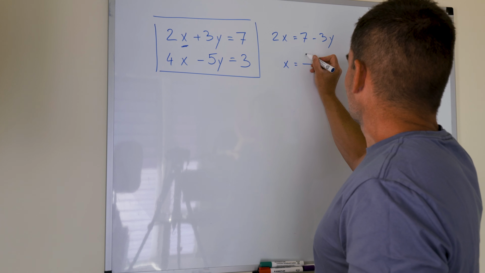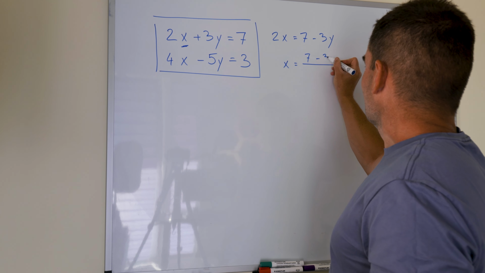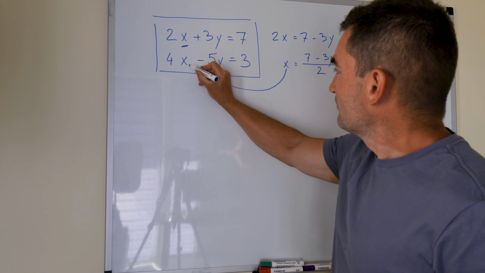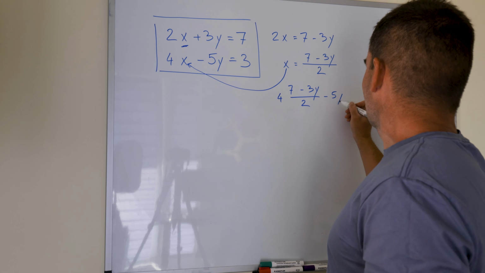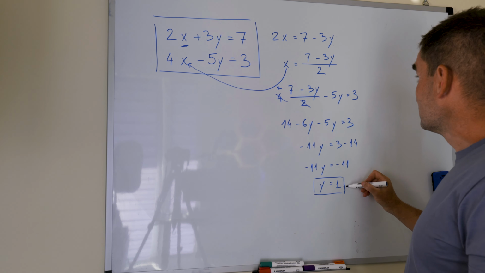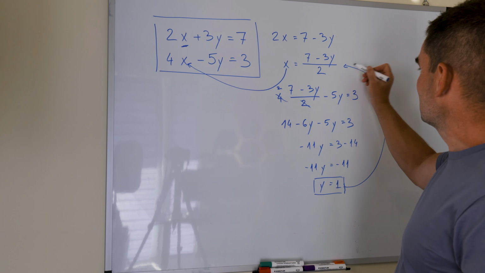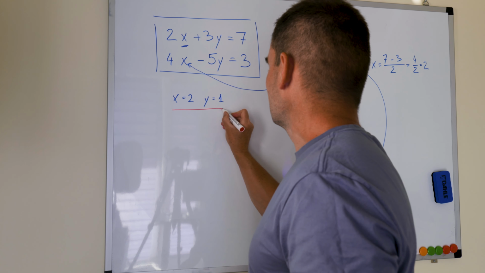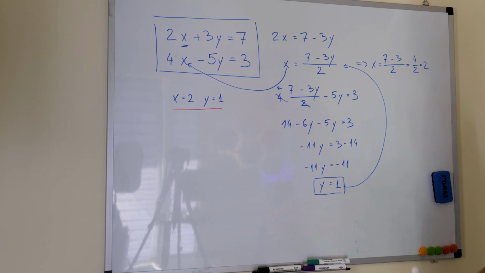First, let's solve for x in terms of y. Now we can plug this back into the other equation and solve for y. And now that we have y, we can plug it back into the first equation to solve for x. So the solution to our system is x = 2, y = 1.